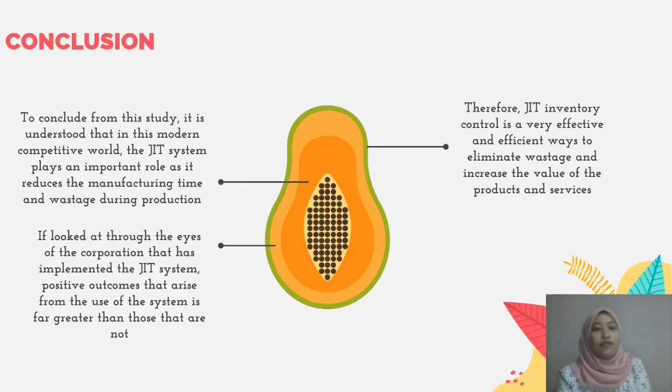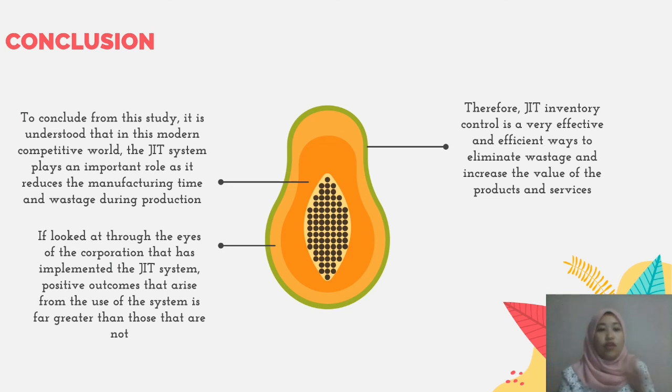Now we have reached the last part of JIT inventory control, which is the conclusion. To conclude from this study, it is understood that in this modern competitive world, the JIT system plays an important role in reducing the manufacturing time and wastage during production. Thus, it increases the amount of goods produced and decreases the cost of production as well.